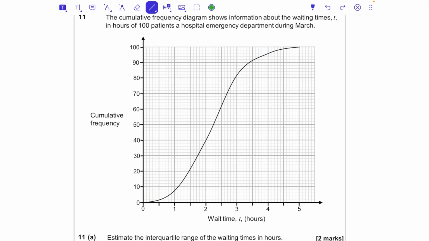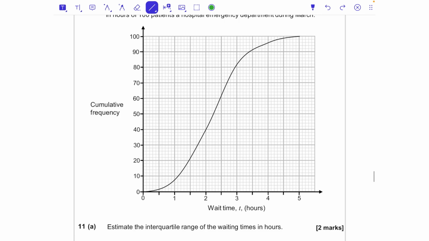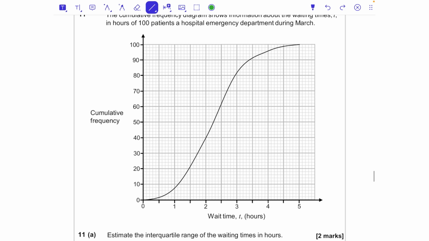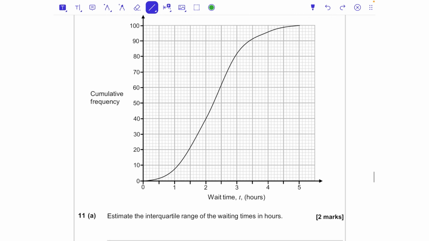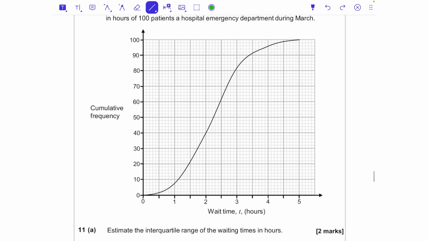Question number 11. Okay, the cumulative frequency diagram shows information about the waiting times in hours of 100 patients in a hospital emergency department during March. So we've got to estimate the interquartile range of the waiting times in hours. Now, the interquartile range is the upper quartile, take away the lower quartile, and those are 1/4 and 3/4 of the way through the data.